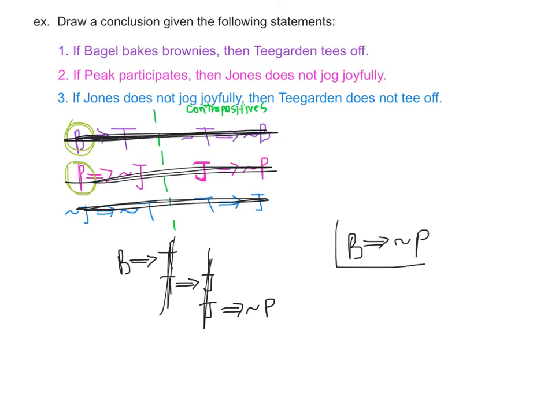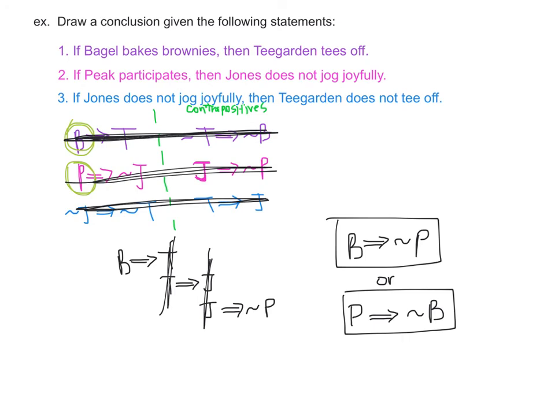But again, remember, this could be a multiple choice question on a test, and we'd have to take into account the fact that it could have been P implies not B. So either one is acceptable. I do not need both. And hopefully now you feel comfortable with drawing a conclusion from these various conditional statements.